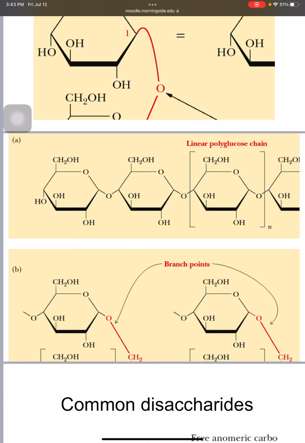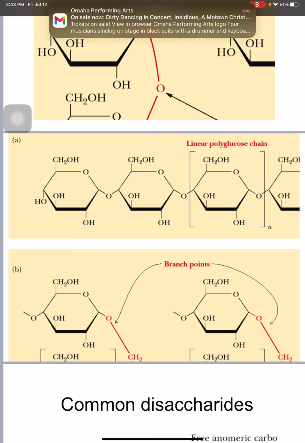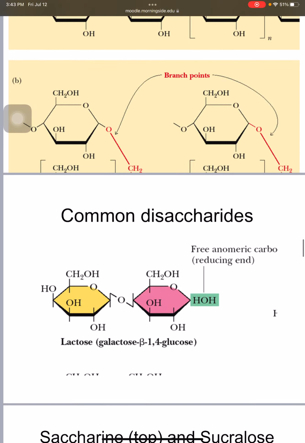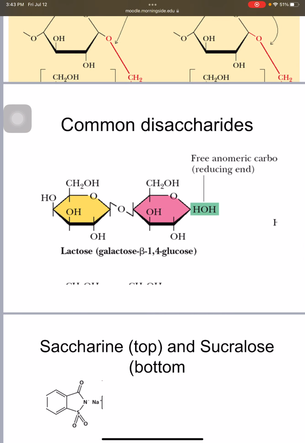Alpha 1,4, alpha 1,4, alpha 1,4, alpha 1,4. Right? Then you kind of see the same thing in the second one, but you can see these rings have more than one OH, so they can make more than one glycosidic bond. So you see that linear chain of alpha 1,4s, but you also see some alpha 1,6s that are coming off, what they call branch points. We'll get more into that in just a few minutes. But first, let's highlight some common disaccharides. You've probably heard of a lot of these.